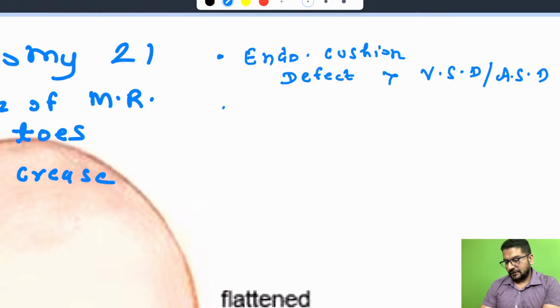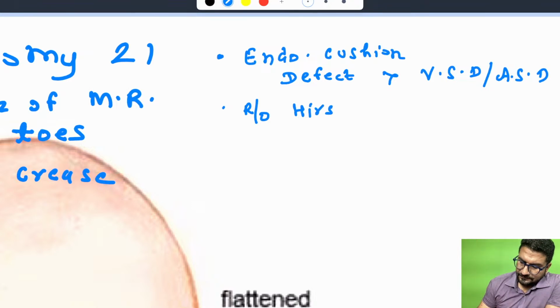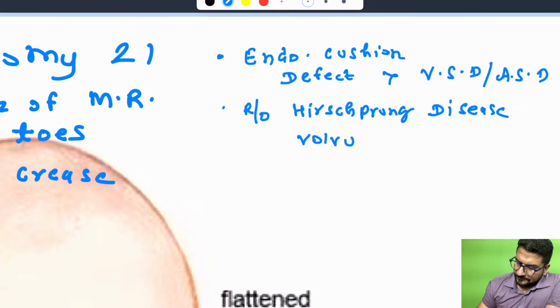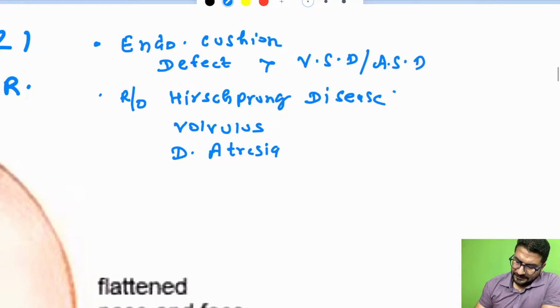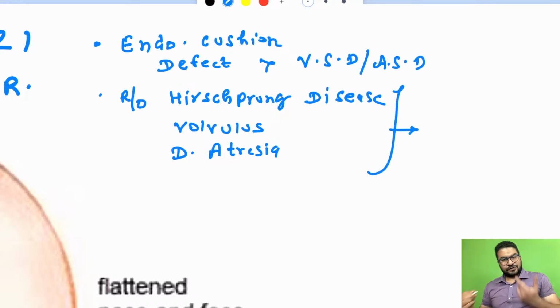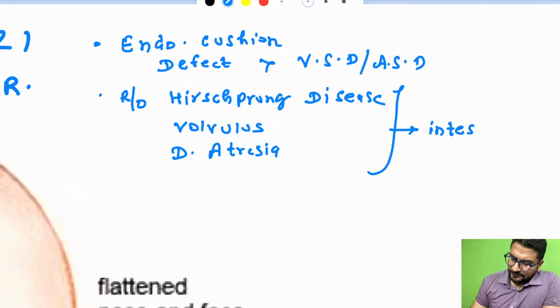In a Down syndrome patient you will notice there is a risk of some GIT disease, like there is risk of Hirschsprung disease. There is risk of volvulus. There is risk of duodenal atresia. Ultimately, from any of the three, there is a chance the patient can develop small intestinal obstruction. So there is chance of intestinal obstruction.